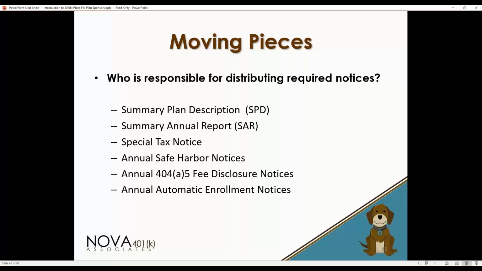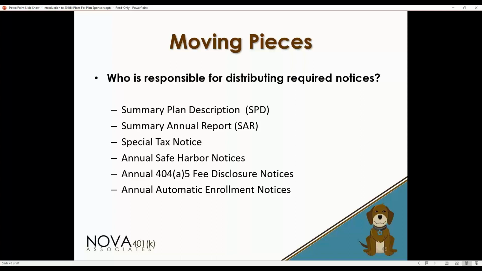The next item, special tax notice. The special tax notice typically nowadays is built into the distribution forms from the record keeper. And what it does is it discusses the different tax situations that a participant may incur depending on how they take their distribution. So if they take that distribution in a check, there could be a different tax situation than if they roll it over to an IRA, for example. So if that's not included in the distribution form already by your record keeper, then you'll want to distribute that separately with that termination form.